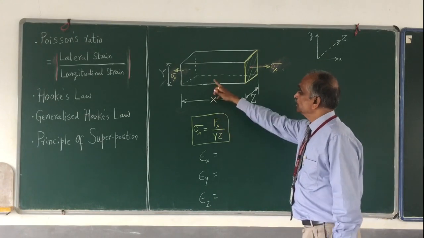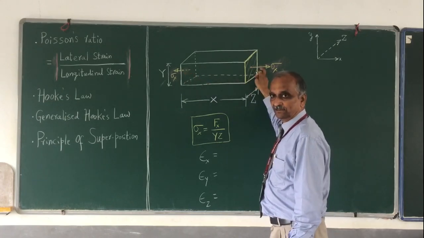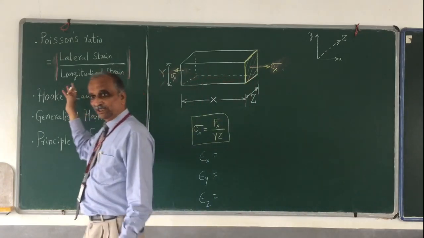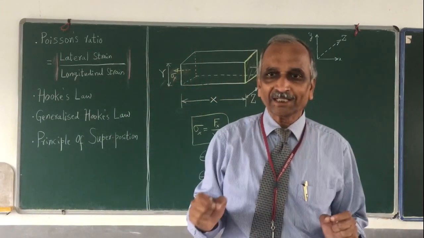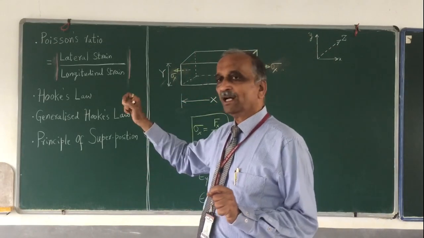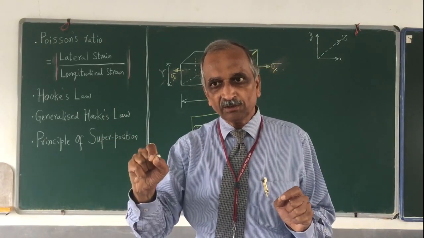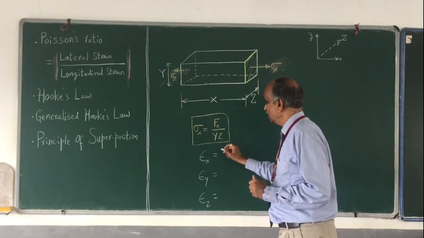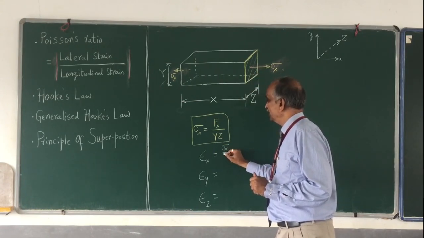Okay, so now strain due to sigma x along the x axis is longitudinal, and therefore according to Hooke's law, what is Hooke's law? Within elastic limit, stress divided by strain is a constant, and that constant is known as Young's modulus of elasticity. So sigma divided by epsilon is equal to E, or in other words, epsilon is equal to sigma divided by E. So epsilon x, applying Hooke's law, this is longitudinal strain due to sigma x, therefore this is equal to sigma x divided by E.